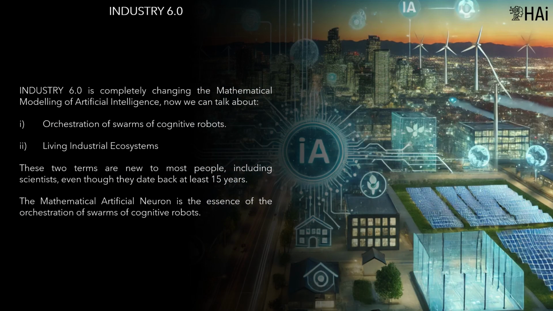Industry 6.0 is completely changing the mathematical modeling of artificial intelligence. Now we can talk about orchestration of swarms of cognitive robots, and living industrial ecosystems. These two terms are new to most people, including scientists, even though they date back at least 15 years. The mathematical artificial neuron is the essence of the orchestration of swarms of cognitive robots.